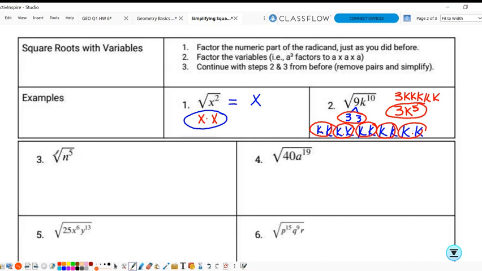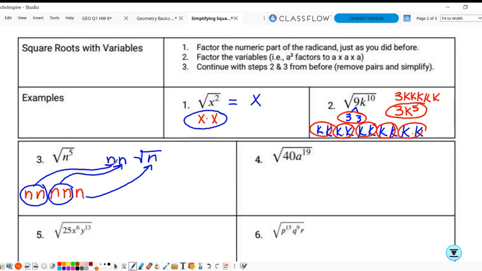So our next one, we have the square root of n to the 5th. So I have 1, 2, 3, 4, and 5 n's. If I look for my pairs, there's 1, there's 2. Okay, I only have 2 pairs of n's. They're going to go on the outside of my radical, and my single n will go inside the radical. Right? These go here. This one goes there. If I were to rewrite that outside the radical, I have 2 n's. That's n to the 2nd power, and a square root of n on the inside.